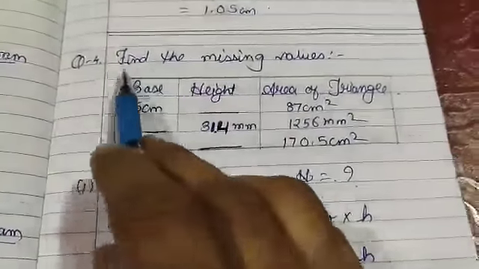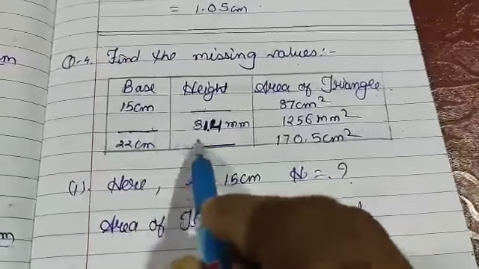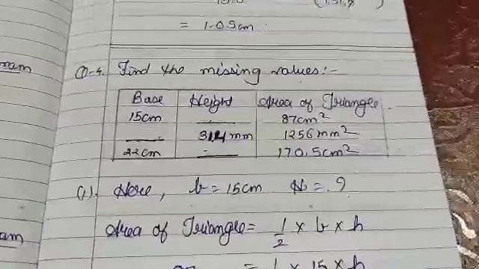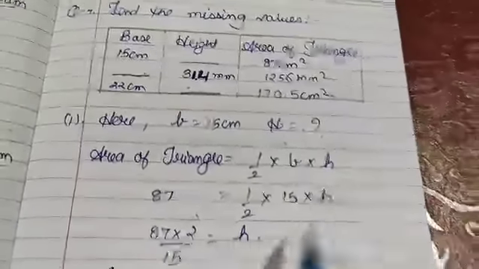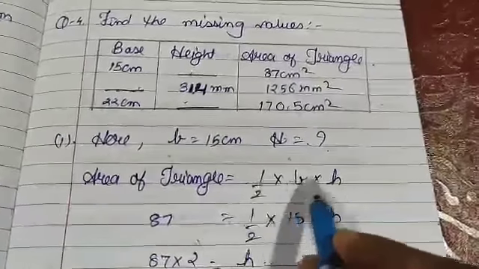Now let us see next question. Here dear student, find the missing value. Again base and height is missing. Here base is missing, again here height is missing, and area of a triangle is given. As we all know, the formula of area of a triangle is half into base into height. Now you have to apply the formula of area of triangle and write down half into base into height.